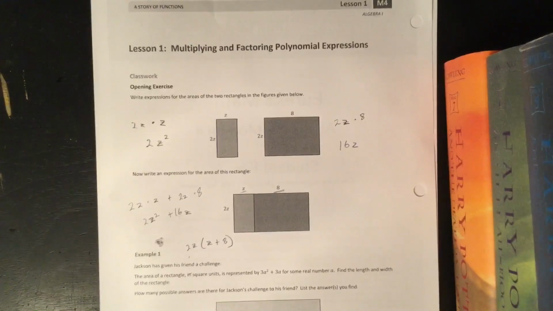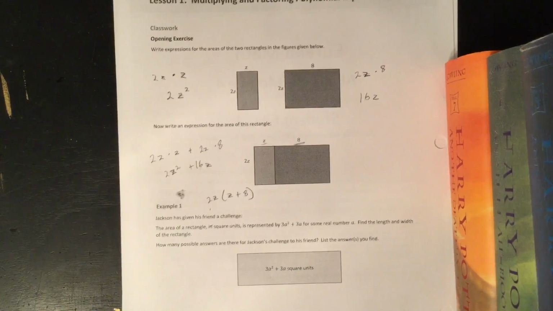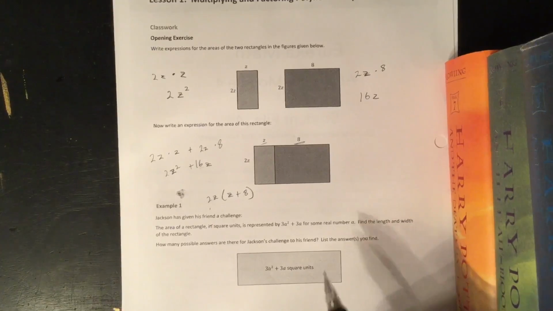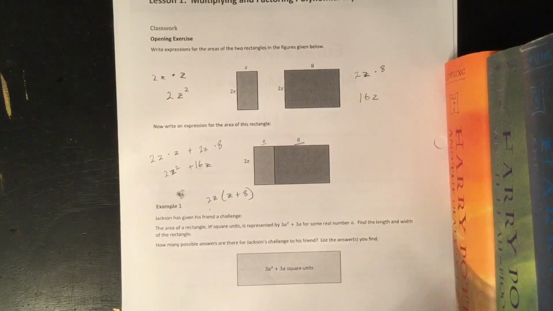So example 1, Jackson has given his friend a challenge. So the area of the rectangle in square units is represented by 3a squared plus 3a for some real number a. So a is just going to be some number. It could be 2, it could be 3, we don't know. It's kind of unimportant right now. So it says find the length and width of the rectangle. So there are a lot of different possibilities we could have here. This is where we're factoring out the greatest common factor.